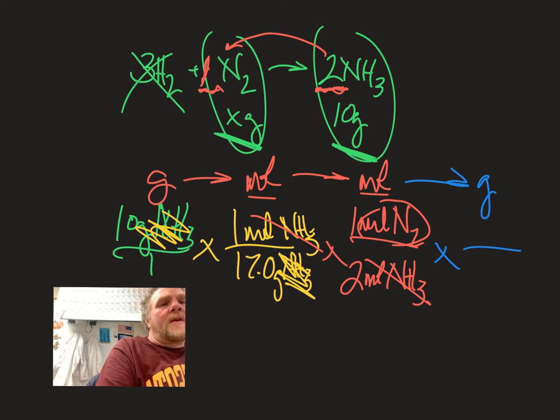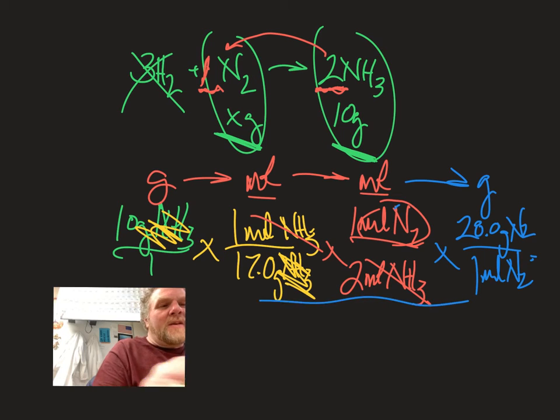And to go from moles to grams, kids, that's a conversion that we should all be able to handle, and that's going to use the atomic mass, which in this case, we have 2 nitrogens. 2 nitrogens, each one is 14. We have 28 grams of nitrogen to 1 mole of nitrogen.